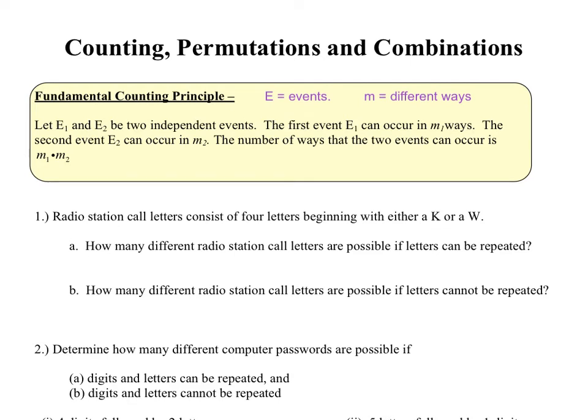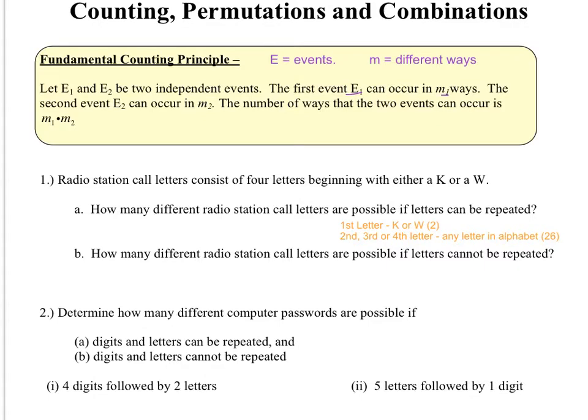In this video, we're going to go over what the fundamental counting principle is. It says there in your box that E1 and E2 can be two independent events. E stands for the events that you have. The first event, E1, can occur in M1 ways, so M is the number of ways, and E is your events. The second event, E2, can occur in M2 ways. So the number of ways that the two events can occur is M1 times M2. You multiply the number of ways together.